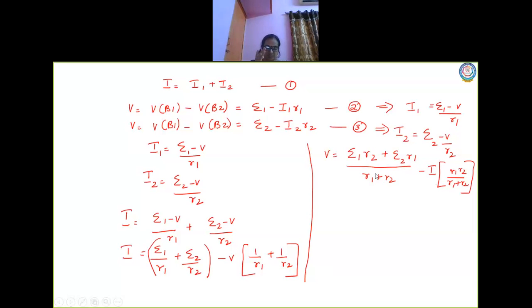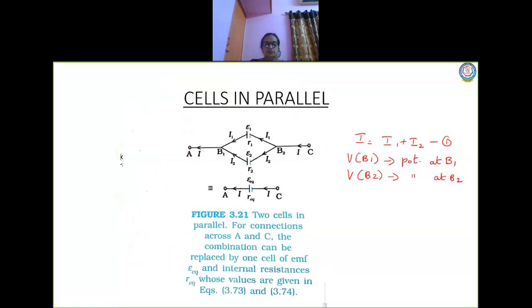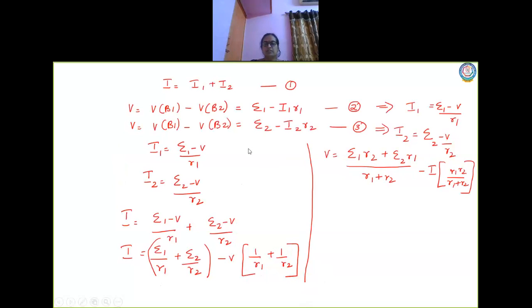So simplification is very easy. I think you will not have any problem. So you will get the effective potential. Okay, V is equal to this value. Now this is with respect to the two cells individually, which are connected in parallel. Now look at this diagram. Now what I have done here, I have now found out the effective voltage when it is connected in parallel.